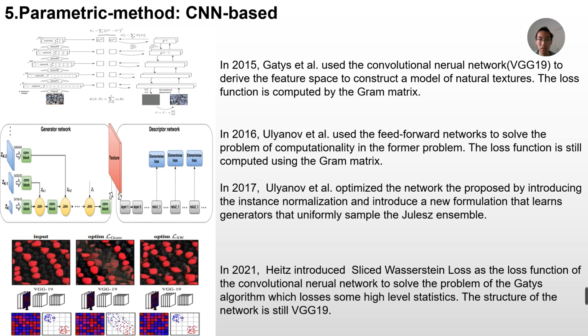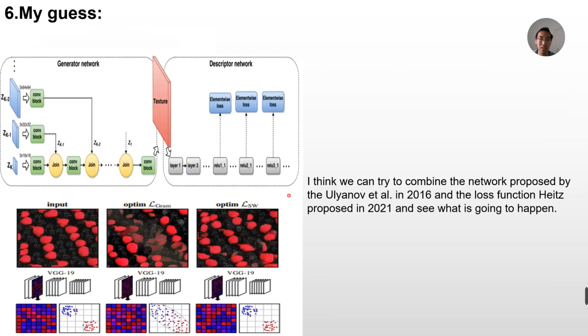In 2017, Ulyanov optimized the proposed network by introducing instance normalization and introduced a new formulation that learns a generator that uniformly samples the Julesz ensemble. In 2021, Heitz introduced the sliced Wasserstein loss as the loss function of the convolutional neural network to solve the problem of the Gatys algorithm, which loses some high-level statistics. The structure of the network is still VGG19.